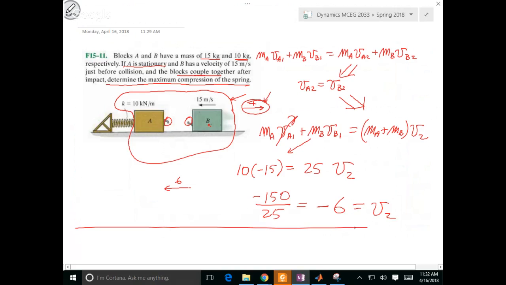Now you have a new problem. The new problem looks like this. The initial state now is a big block moving to the left at 6 meters per second. And this thing is 25 kilograms. How far does this spring compress? So what you have is 1/2 mv squared equals the total compression of the spring, 1/2 K delta squared. There's no loss of energy.